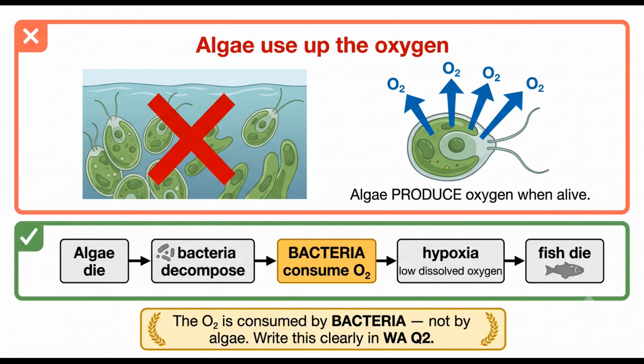Now the misconception. Look at the correction on screen. The wrong version, algae use up the oxygen. This appears constantly in student answers, and it costs the mark every time. Here is why it is wrong. Algae are photosynthesizing organisms. When they are alive, in steps 1 and 2 of the chain, they are taking in carbon dioxide and producing oxygen. Living algae increase the oxygen level, not decrease it.